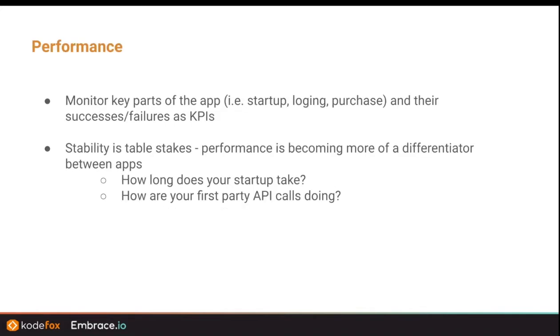The next thing is performance. Like I mentioned before, stability tends to be table stakes. Really, when you are comparing apps, you want to make sure that your app is extremely performant. I like to monitor key parts of the app. For all apps, one of those is startup. For an e-commerce app, it's add to cart, checkout, purchase. For maybe a social media app, that might be uploading photos. And so I like to tell our users to track those successes and failures in the key parts of the app and have those be KPIs.